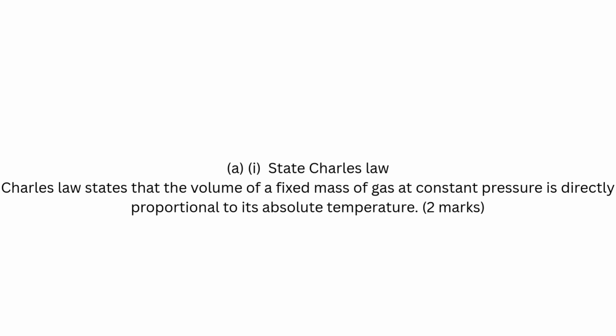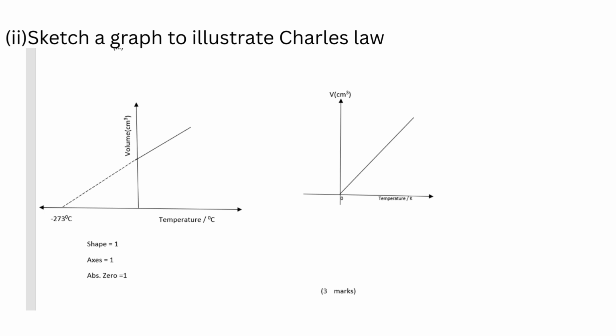Now sketch a graph to illustrate Charles' law. You can use any of these graphs. Now take note of something. The shape of the graph is 1 mark. Axis 1 mark. Absolute 0 1 mark. That absolute 0 must be there. So for this graph, it's 3 marks. There are some people who will draw it and get 0. You'll be asking yourself why. This is the parameter that is used to mark it.